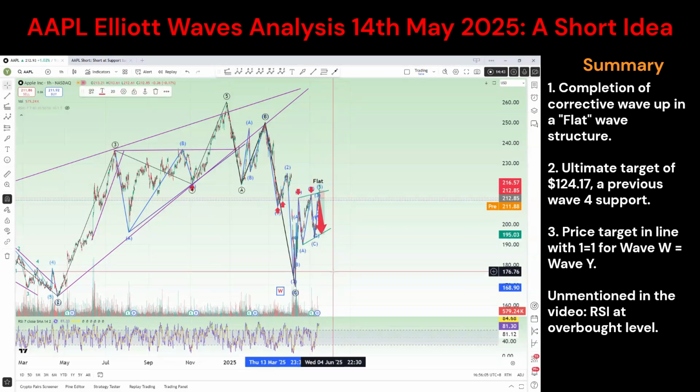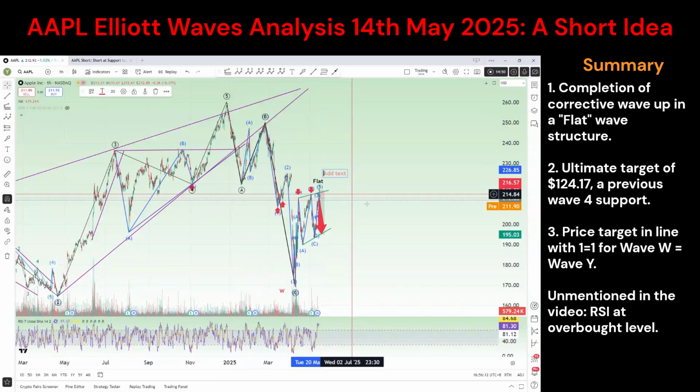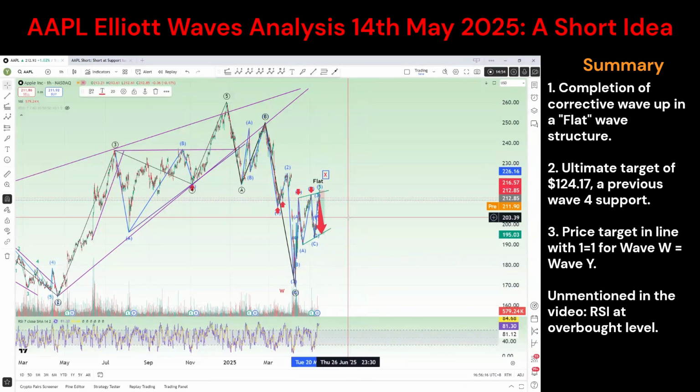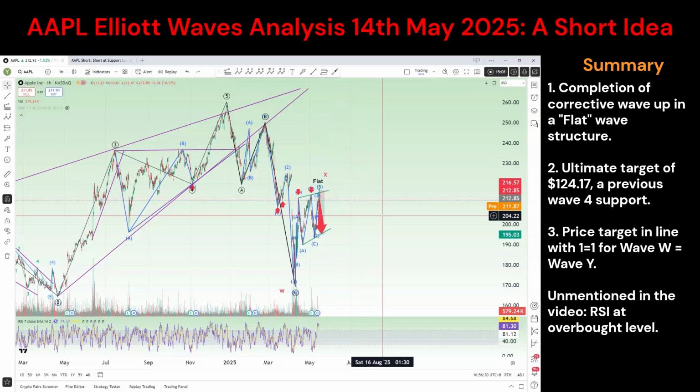So W, and then you have X. This is definitely not ideal because X usually unfolds in three waves. Even though it is a correction in the Elliott wave world, it's not exactly ideal, but it's acceptable. And you have a Y that should bring you all the way down to below 168.